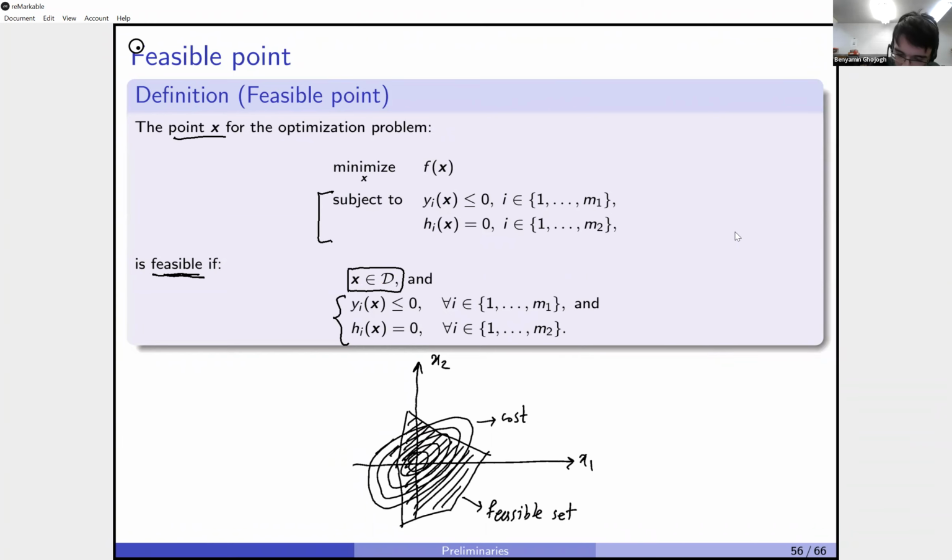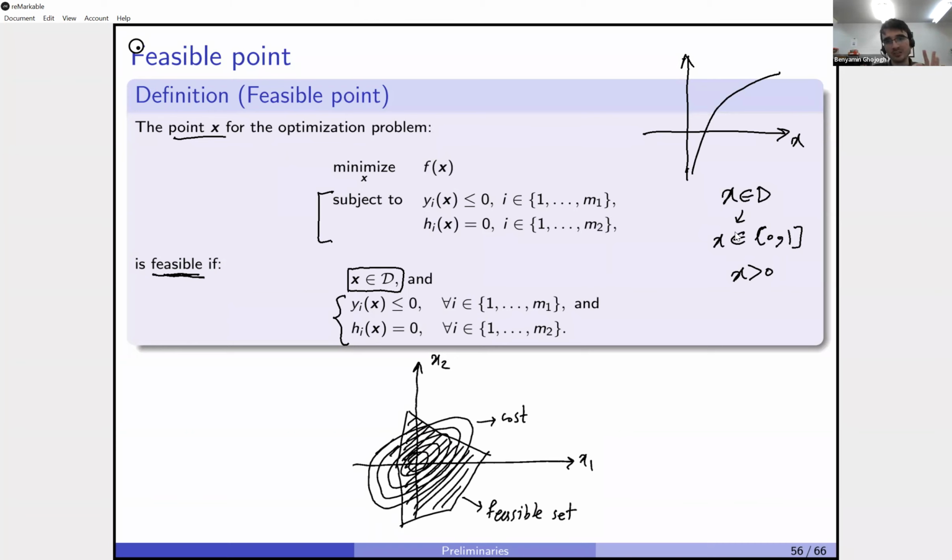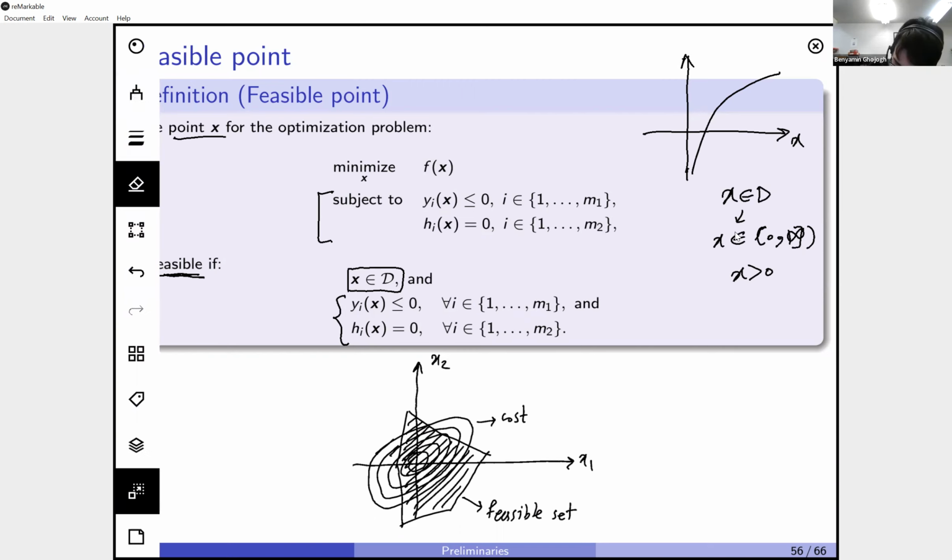What do I mean by domain? For example, assume f was log, right? Can x be less than or equal to 0? No. So the domain D means that x is greater than 0. It can't be 0 itself. Sorry, this is infinity. All right, so it means that it's greater than 0. Let me clean it.